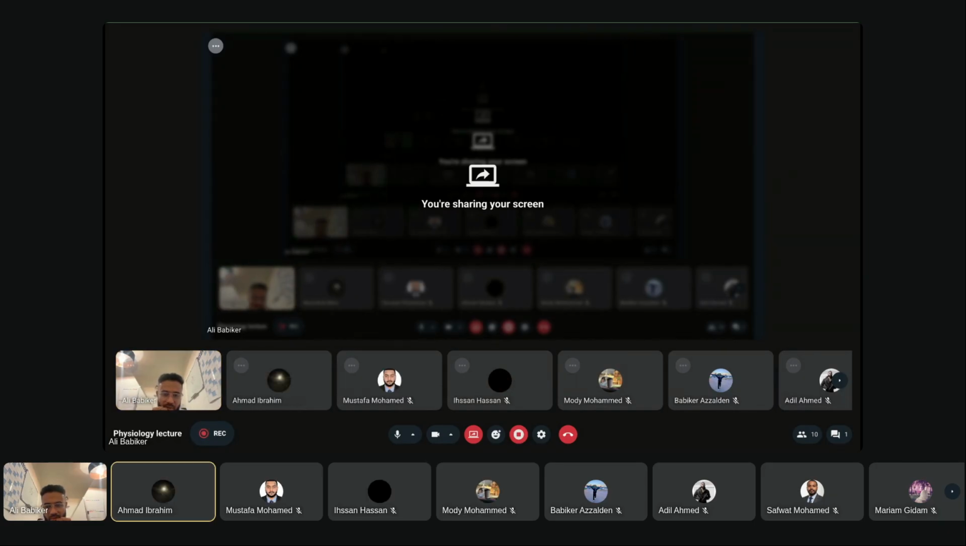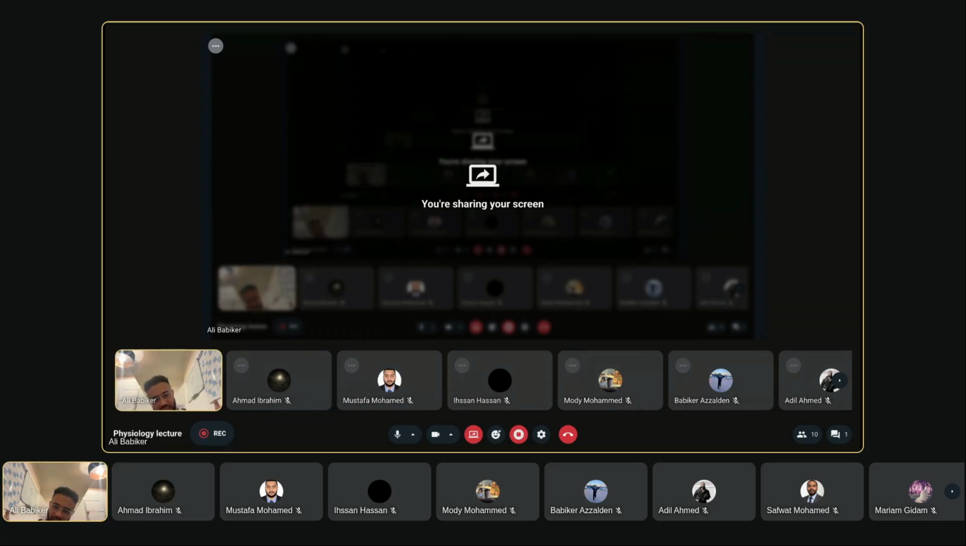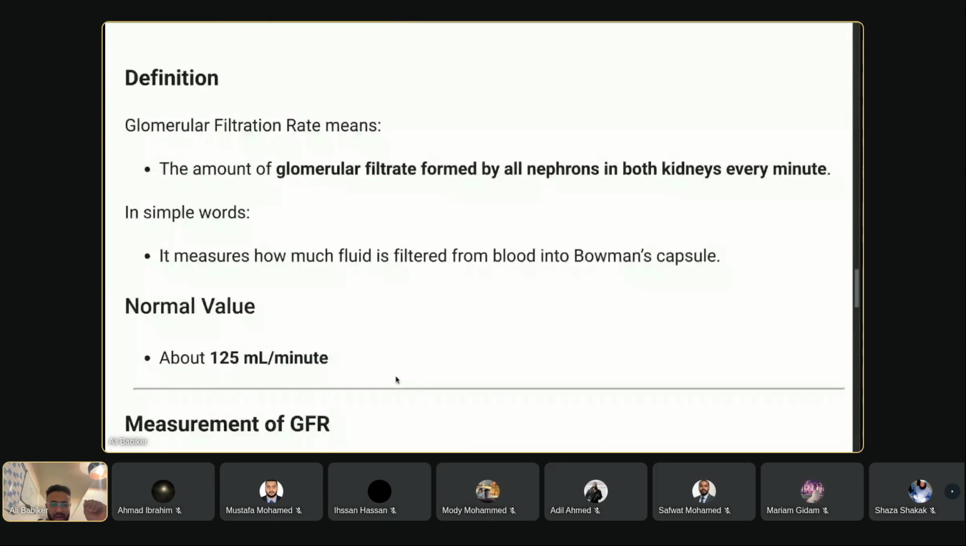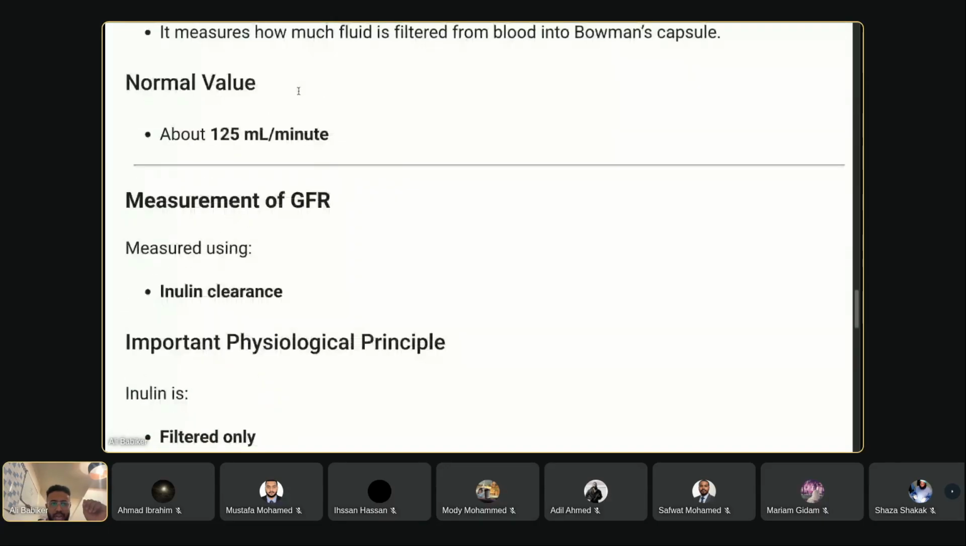I think some of it will be reabsorbed by the tubules. Exactly, yes, Ahmed Ibrahim. Fantastic. You won't produce 125 ml. The majority of it will be reabsorbed again.